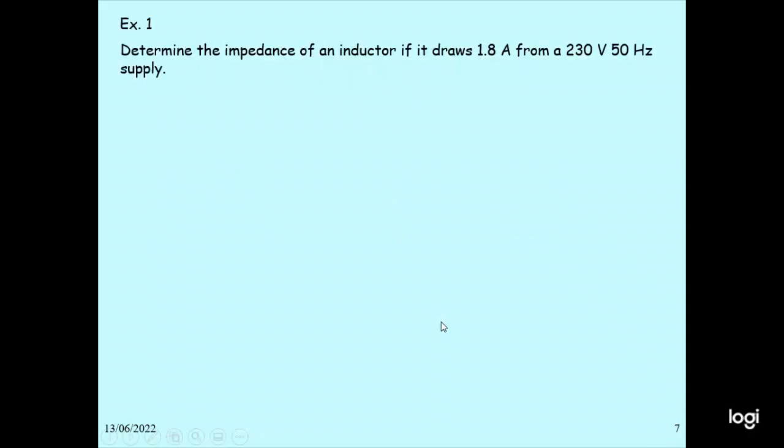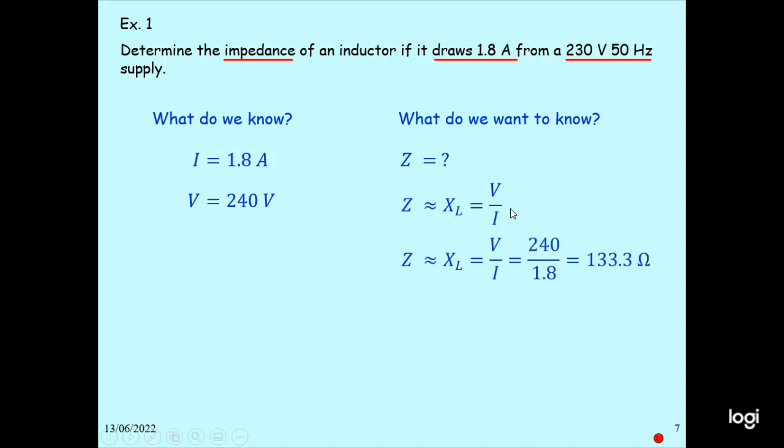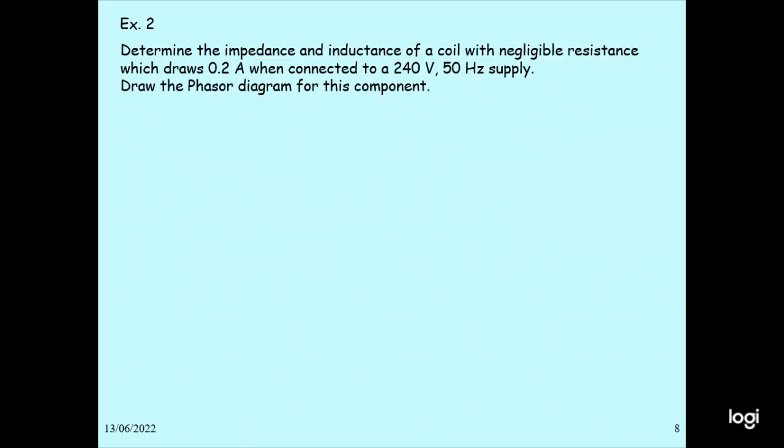So determine the impedance of the inductor if it draws 1/8 ampere from the 230 volt, 50 hertz supply. So what we know is I is 1/8 ampere, V is 240 volt. What do we want to know? Z. We have to determine Z equal to X_L, approximately equal to the voltage by the current I. So in this case, Z equal to X_L equal to V by I, 240 by 1/8, you got 1920 ohm.